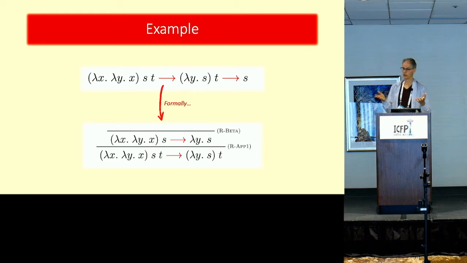One thing it can do is the s can go in place of the x in the body, leaving lambda y s applied to t. And then another step that it can do is to substitute the t for the y. There aren't any occurrences of y, so what we get is the body of that abstraction, s. Okay, so this is the sequence of reductions that can happen for this term. And it's useful just to step back one more time.